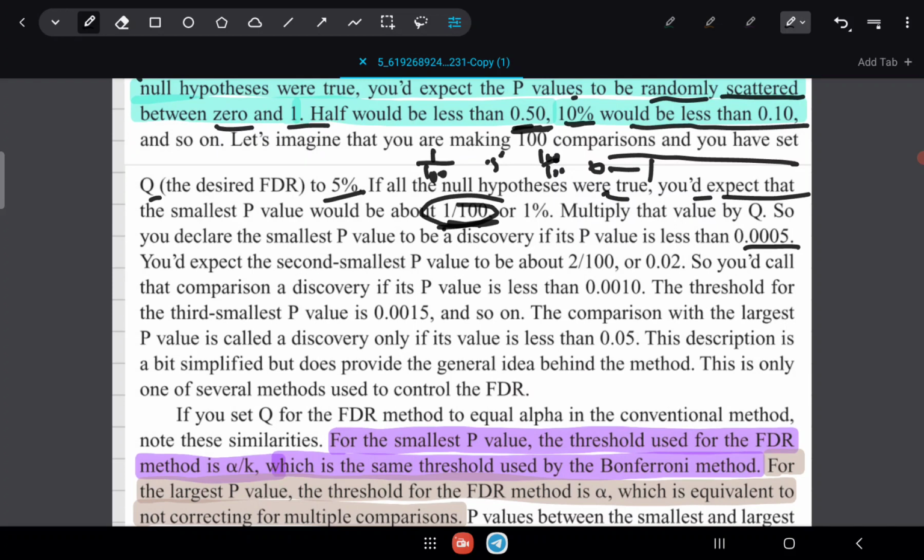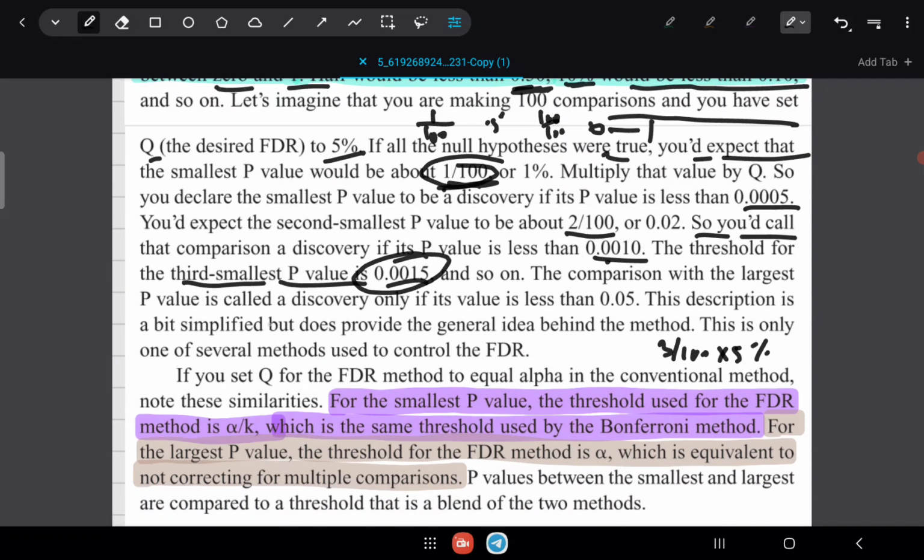Similarly, you would expect the second smallest p-value to be 2 by 100, right? Because we are expecting the p-values to be randomly scattered between 0 to 1. So the second smallest p-value, you expect it to be 2 by 100, and then you will multiply it with the false discovery rate, which is the 5%, to get a new threshold, which will be 0.0010. Similarly, you expect the third smallest p-value to be 3 by 100, right? And you will multiply that with the 5% false discovery rate, and you will get the threshold accordingly. So it will be 0.0015 threshold for the third p-value, right?